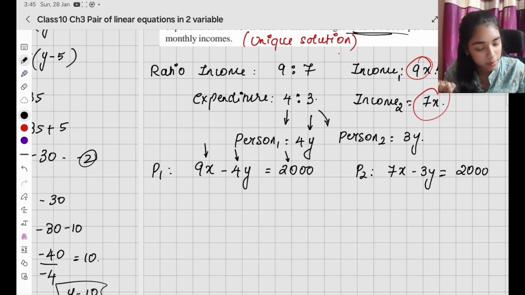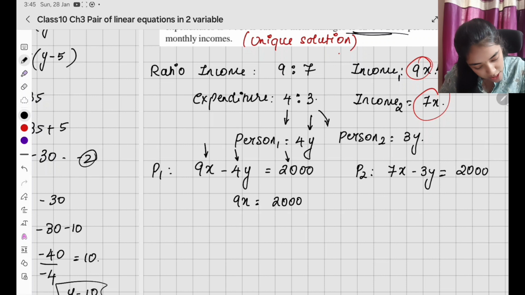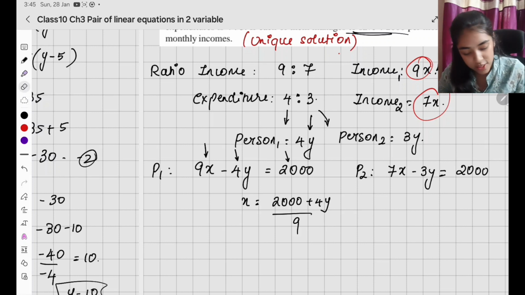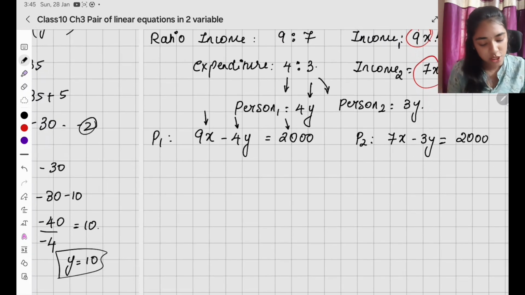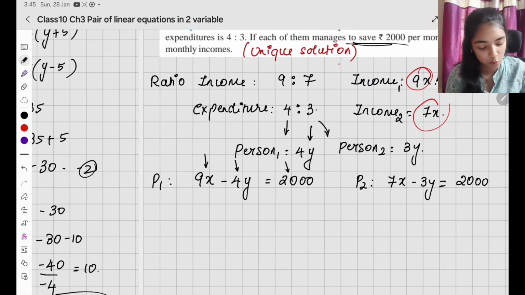Now substitution na enna pannuvom? You will write one equation in terms of the other. Now 9x equals 2000 plus 4y, and x is equal to that divided by 9, எழுதுவோமா? So this is going to be substitution method. But elimination method is going to be, you are going to eliminate one variable. So how to eliminate one variable? So if one equation is 9x minus 4y and the other equation is going to be 7x minus 3y.